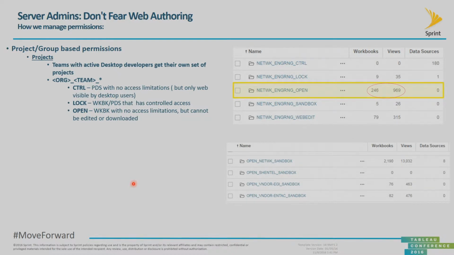Open is kind of like your production space. You have something that you want to make, a nice dashboard. You want the world to use it, but you don't want anybody to steal your work. That's where you put it. If you put it in open, people cannot web edit it. People cannot download it. So if they have Desktop, they can't steal your work.